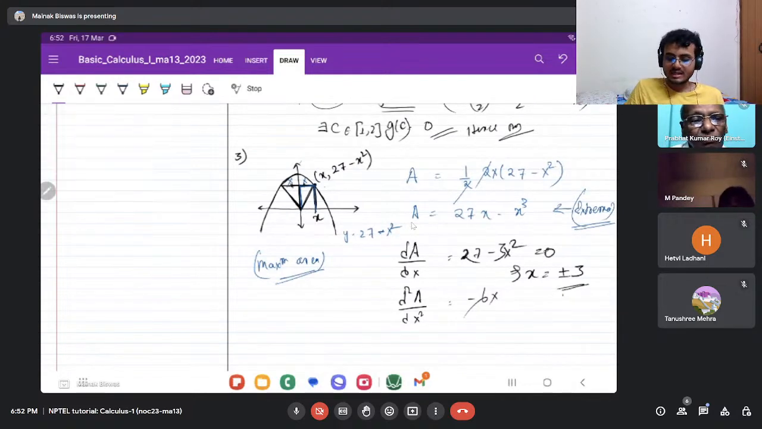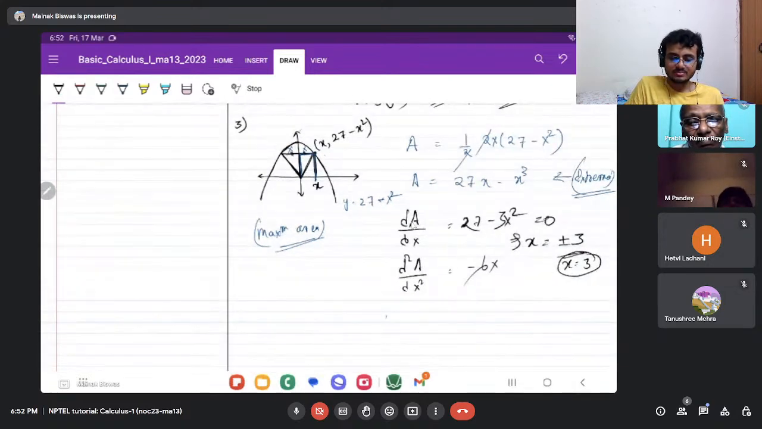We'll take only x is equal to 3 for the time being. We'll see why. So what is the area? The area will be 27 into 3 minus 3 cube. That is 81 minus 27, equal to 54. Right? Yes, sir.